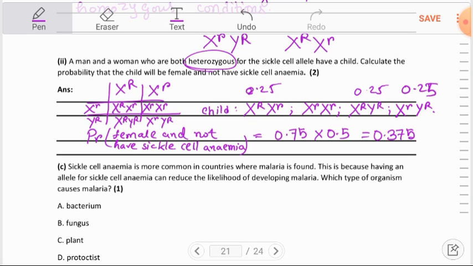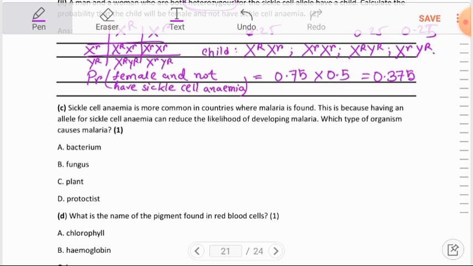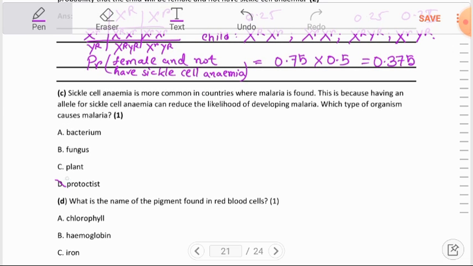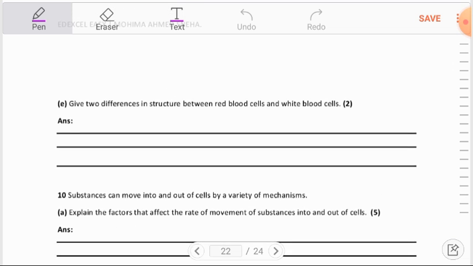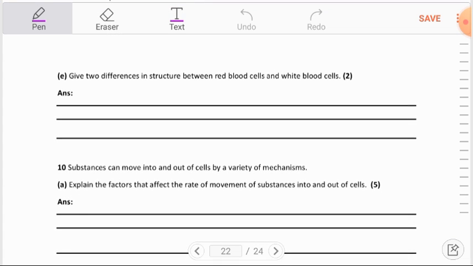Moving to C. Sickle cell anemia is more common in countries where malaria is found. This is because having an allele for sickle cell anemia can reduce the likelihood of developing malaria. Which type of organism causes malaria? We know it is caused by a protoctist, so option D is the correct answer. Moving to D, what is the name of the pigment found in the red blood cell? We know that's hemoglobin, so option B is the correct answer. Moving to question number 10. It has question E.